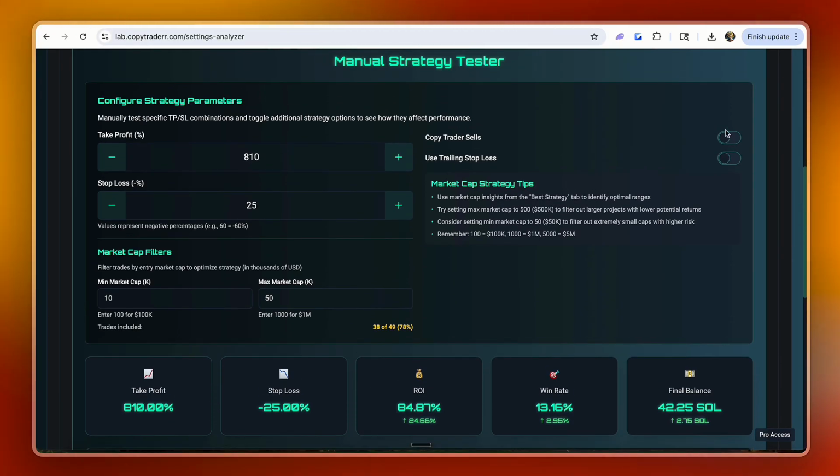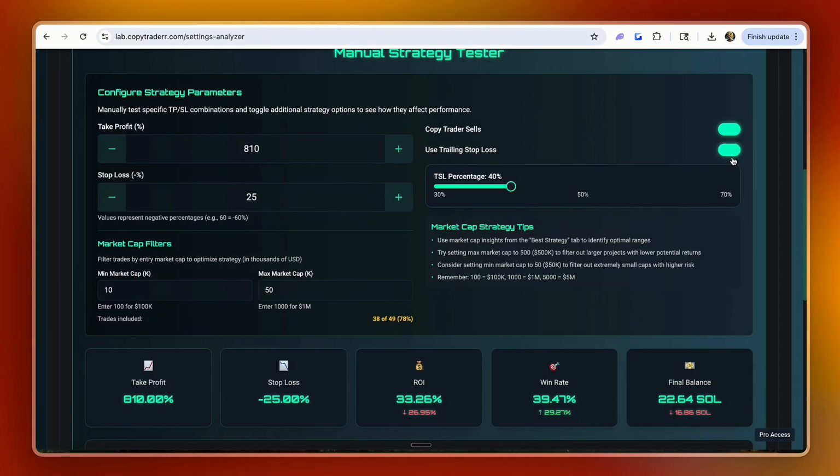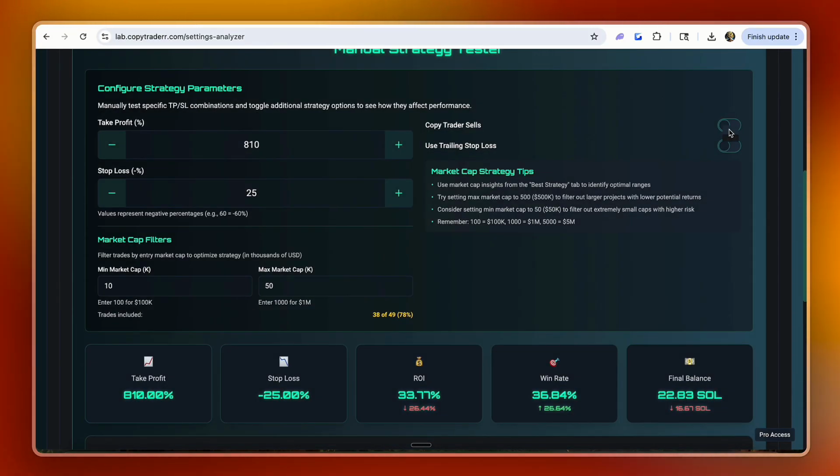Once again, you can test trader sells, you can test trailing stop loss here, but we already know that those would not have been a good idea.